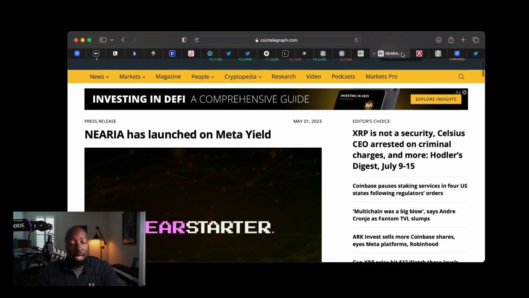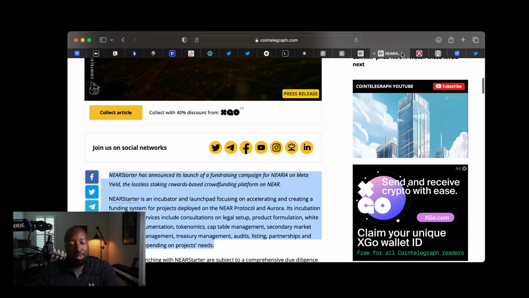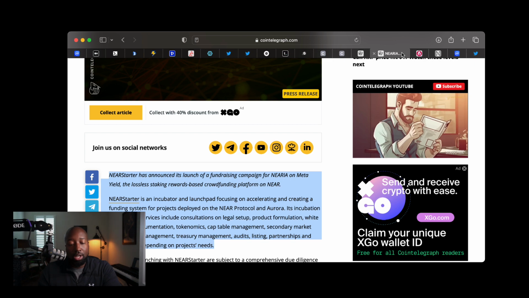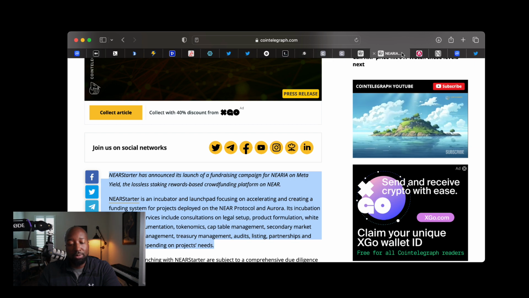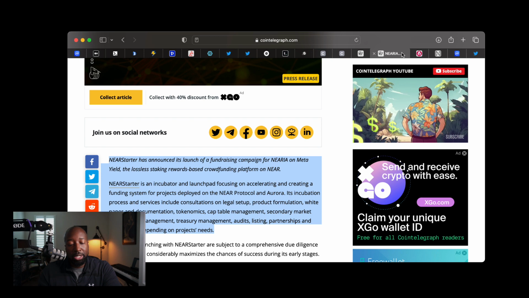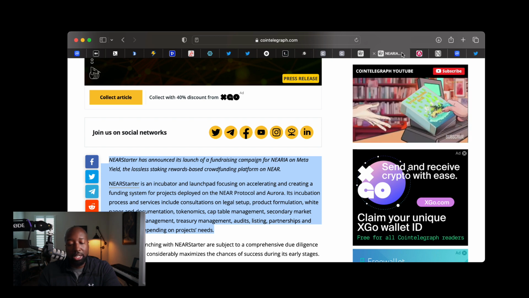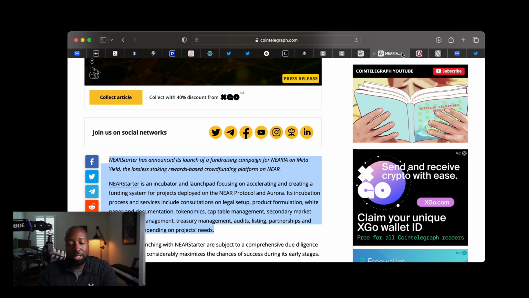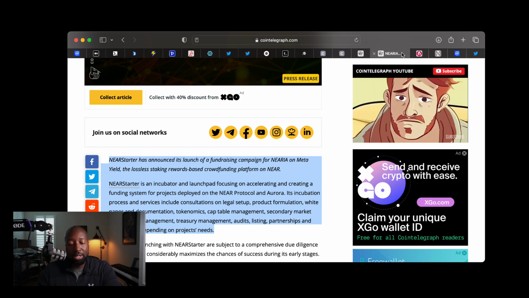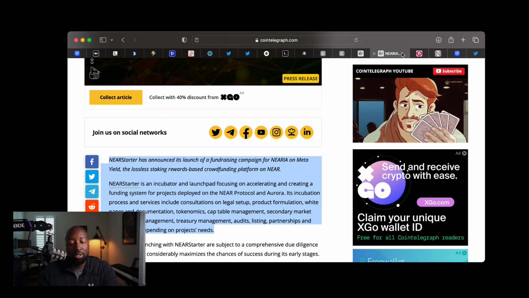Now, Neeria has launched on Meta Yield. What is that, you may ask? Near Starter has announced the launch of a fundraising campaign on Neeria on Meta Yield, the lossless staking rewards based crowdfunding platform on Near. Near Starter is an incubator and launch pad focusing on accelerating and creating a funding system for projects deployed on the Near protocol and Aurora. Its incubation process and services include consultations on legal setup, product formulation, white paper and documentation, tokenomics, cap table management, secondary market and liquidity management, treasury management, audits, listing partnerships, and much, much more depending on the project's needs.